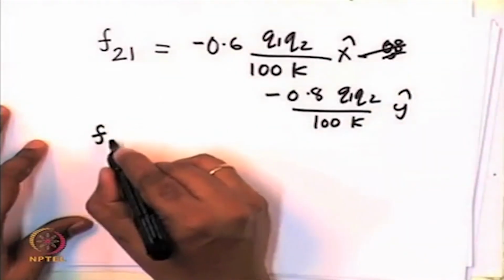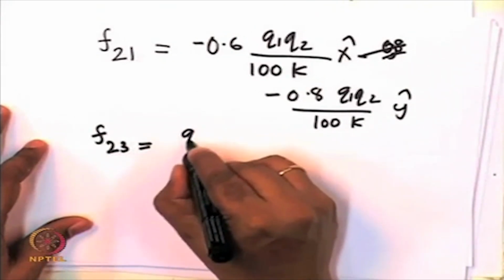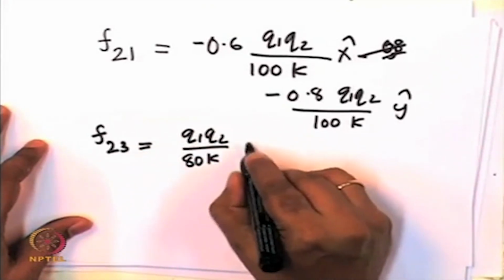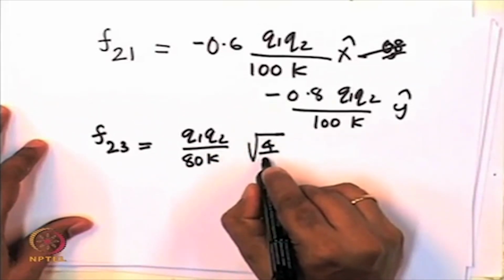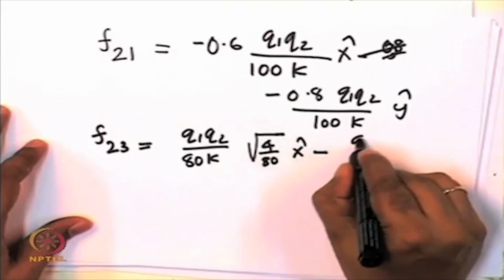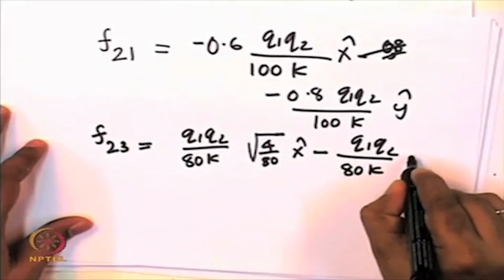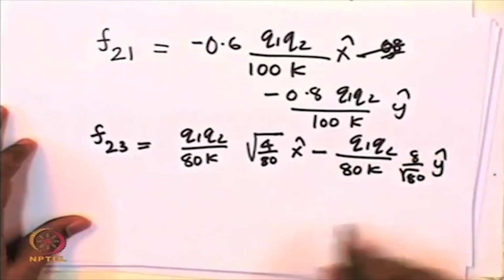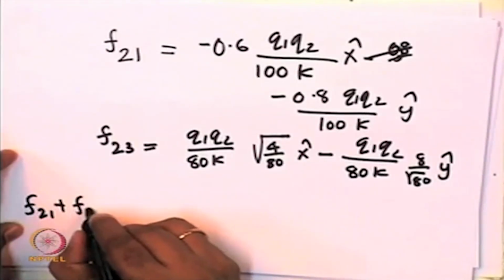Similarly, F23 is q1 q2 by 80 k into square root of 4 by root 80 along the x axis, minus q1 q2 by 80 k into 8 by root 80 along the minus y axis. So, this is this force, and F21 plus F23.